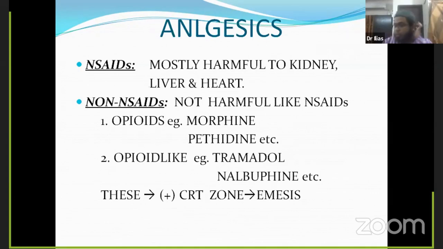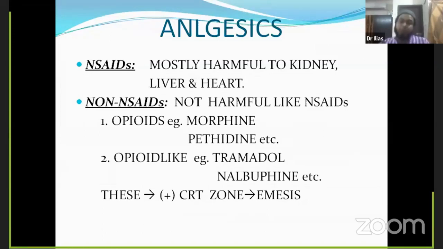But the problem is that though these do not harm the kidney, liver or heart, they have a very aggressive stimulatory effect on the chemoreceptor trigger zone. So sometimes the patient might have vertigo, which could be uncontrolled, or the patient might have emesis that can't be stopped even after prescribing antiemetic drugs. At that time we had better avoid this kind of non-NSAID drug. Okay, these are the two broad subtypes of analgesics, NSAID and non-NSAID.